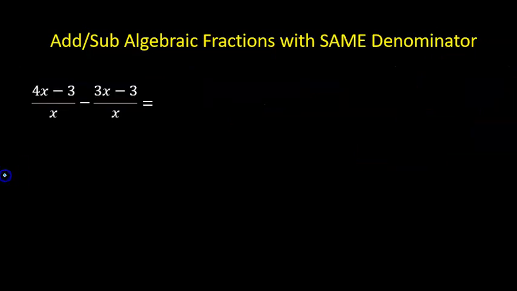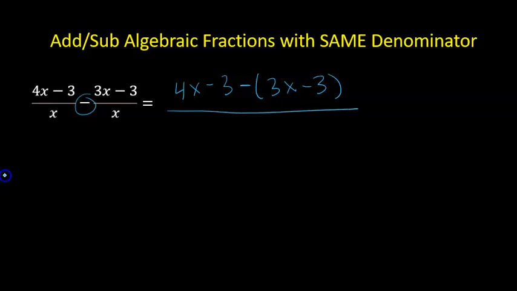Okay, what about this one? See, here's a really good one. Keep in mind it's a subtraction. So what does that look like? It looks like 4x minus 3 minus 3x minus 3 over x. Okay, what do I do now? No more factoring. We're not factoring. We're going to distribute that negative 1. I guess that's like an invisible one. I probably should have just said negative.